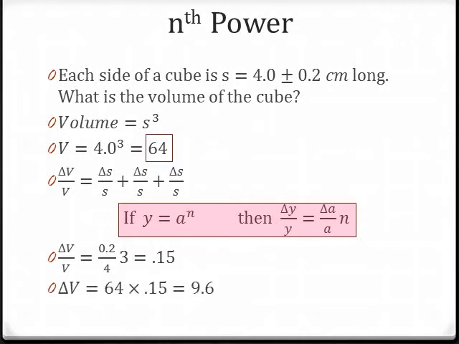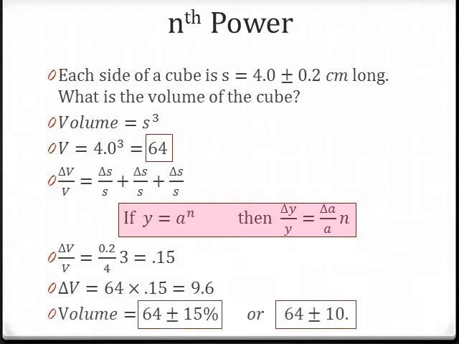Now, if we want to find not just the percent uncertainty, but the actual uncertainty, we have to find 15% of the volume itself, which is 64. We go ahead and do that, and it's 9.6. So we can state our answer as one of the two following. We could say 64 plus or minus 15% is the volume, or we could say 64 plus or minus 10. Now notice, it should really say 9.6, but I had to write 10 because I had to round according to the rules for sig figs.